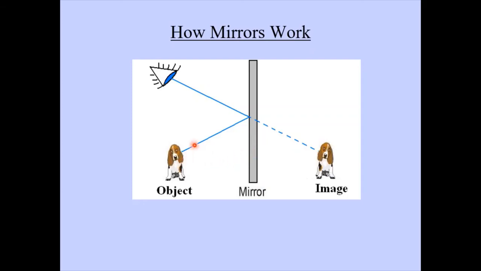And you can very quickly test this. Next time you look in a mirror, for example, in your bathroom, notice where your image is in the mirror. You're not seeing yourself right at the mirror. You're actually seeing yourself behind the mirror, the same distance that you are in front of the mirror.